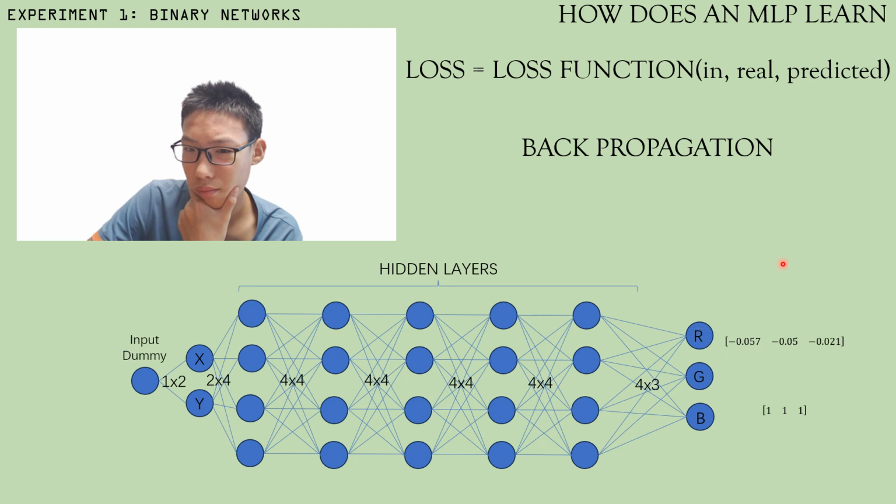In simple terms, backpropagation tries to minimize the loss function, because the less the real answer differs from the predicted answer, the better the MLP is. I want you to think about that.